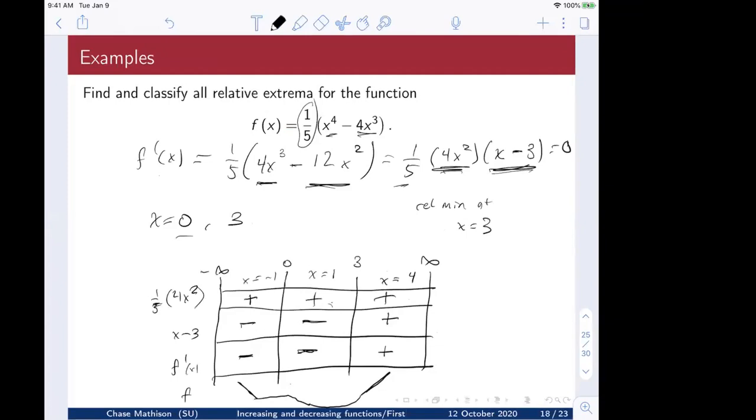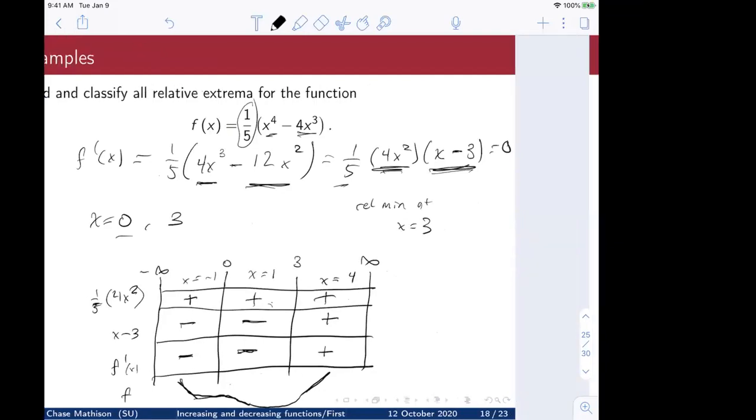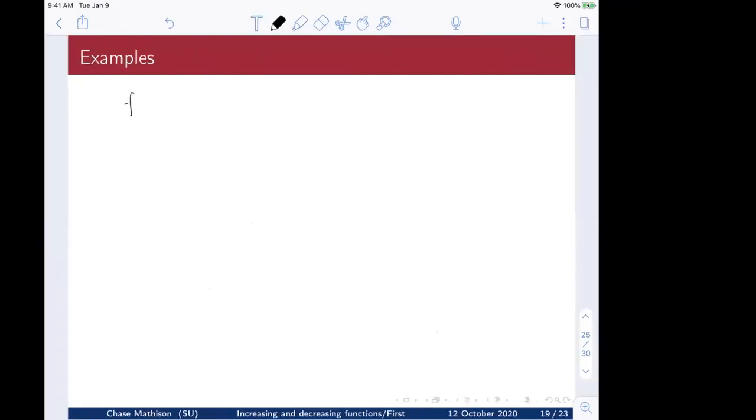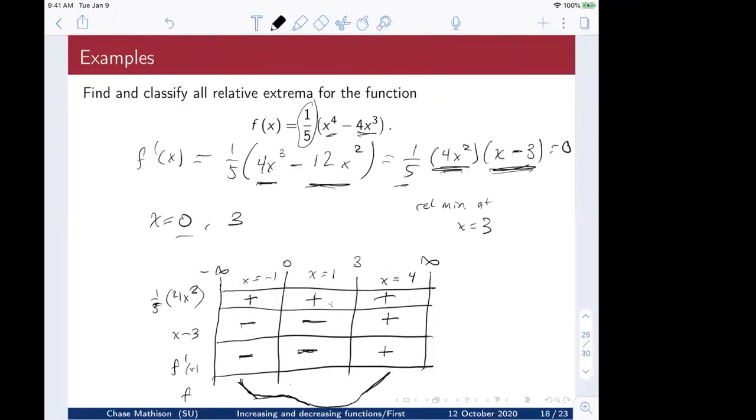Yes, at the bottom, this is a very rough sketch of the shape of the original function f of x. Okay. So that means we do need to find, if I ask you to find all relative extrema, I didn't ask only where do they occur.